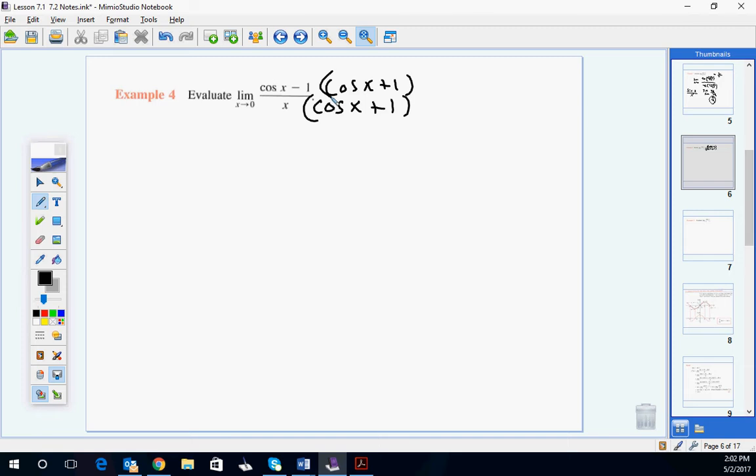So this right here, if I multiply this out, what is that? Think about difference of squares, right? Cos x squared minus 1, because the middle is going to cancel.